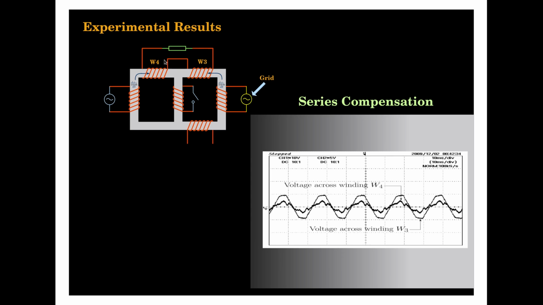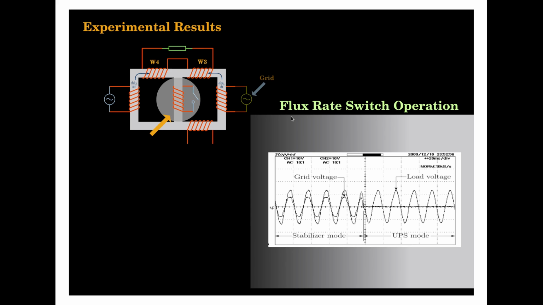Winding 3, this is across here. Winding 4, this is the difference between the distorted and the pure sine. So these two, when added up, will give a pure sine here. So the grid voltage and the load voltage.